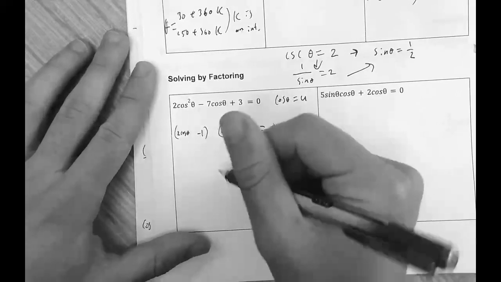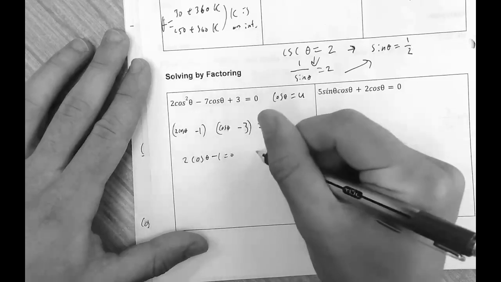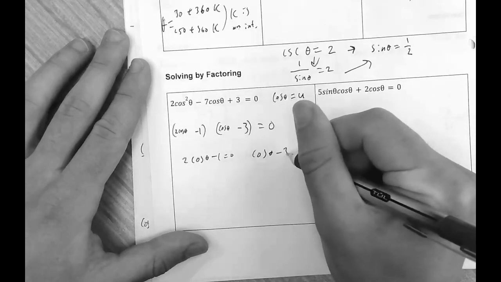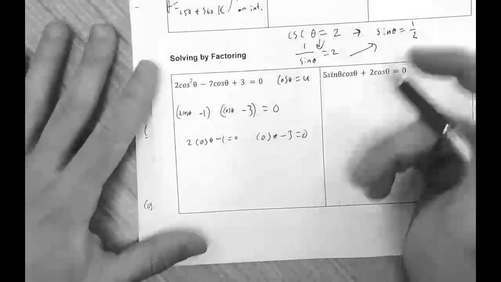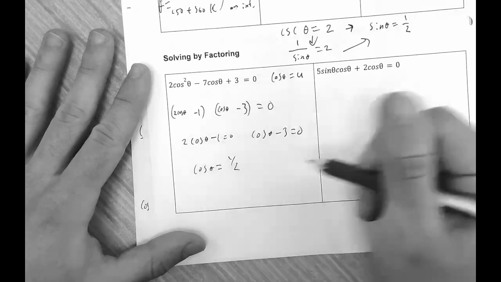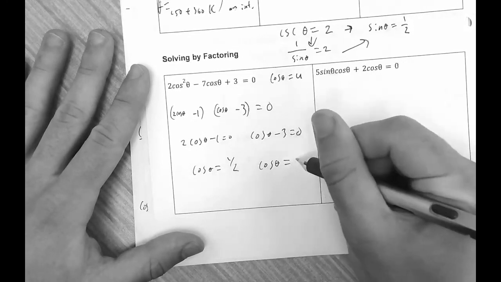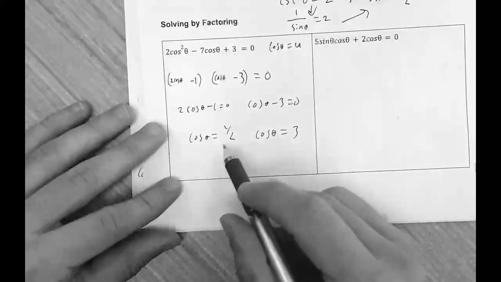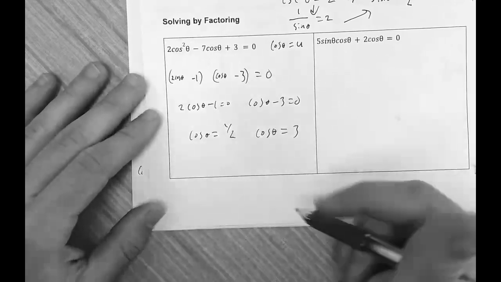Then you set each of these individually equal to 0, so 2 cosine theta minus 1 equals 0, and cosine theta minus 3 equals 0. And then we have the same situation that we had up here, right? We're going to get cosine theta equals 1/2, and cosine theta equals 3, and then we'll solve these. Well, cosine theta equals 1/2, when does that happen? That happens at 60 degrees.